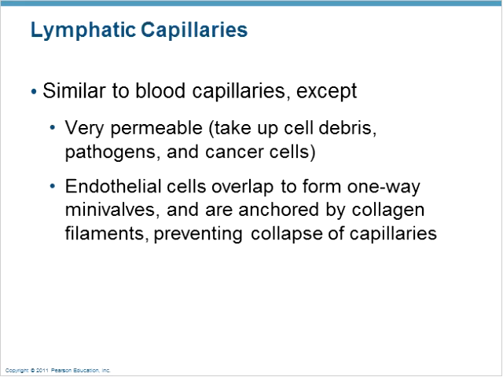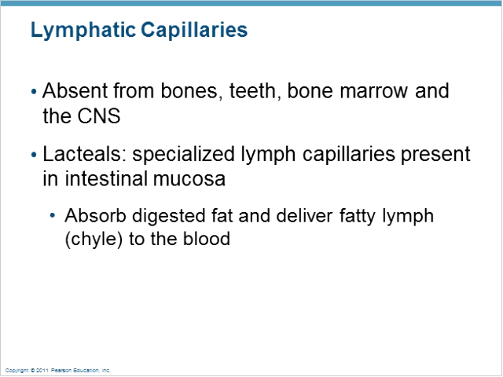Lymphatic capillaries are similar to blood capillaries, except they're very permeable. They take up cell debris, pathogens, and cancer cells. The endothelial cells overlap to form a one-way mini-valve and are anchored by collagen filaments, which prevent the collapse of the capillaries. So they're a bit different in how they're put together. They're absent from bones, teeth, bone marrow, and the central nervous system.